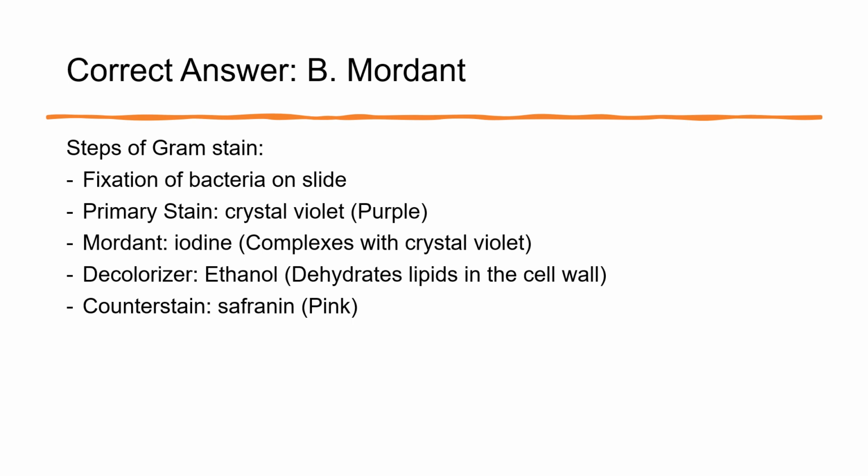After that, ethanol is used as a decolorizer, which will remove the crystal violet iodine complex from thin peptidoglycan layers of a gram-negative cell wall, but not the thick peptidoglycan layers of a gram-positive cell wall. After the decolorization step, gram-positive cells will still hold onto the purple crystal violet color, but gram-negative cells will lose the purple color and be transparent. We then add the counterstain safranin, which stains gram-negative cells pink.